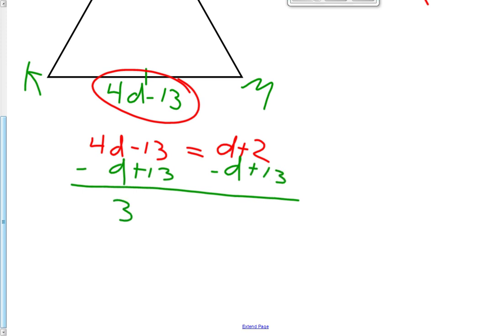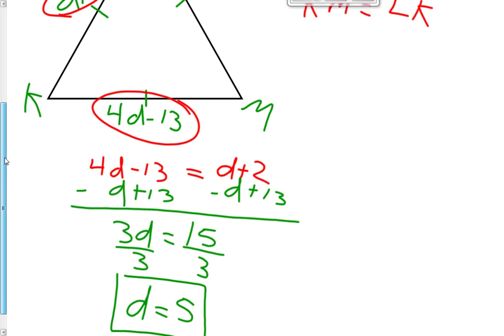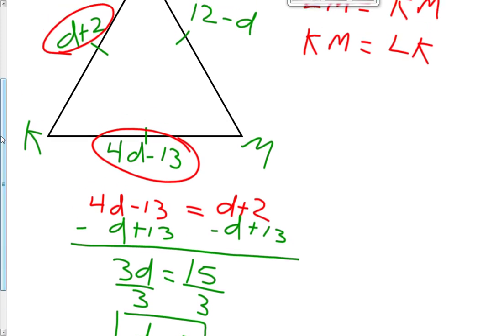And you get 3d equals 15. Divide both sides by 3, so we would get d to equal 5. Please write that down in your notes. What I'm just going to do right now, everybody, is prove that you could set any two of them equal to each other.